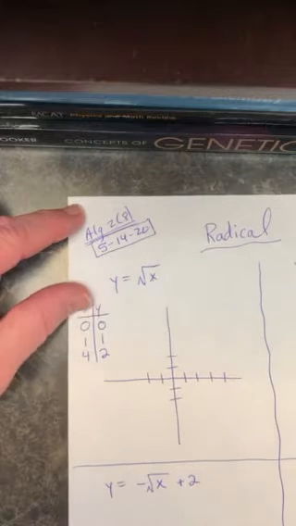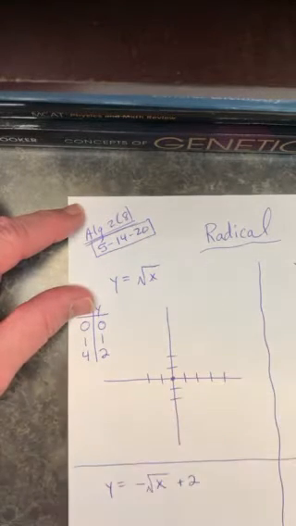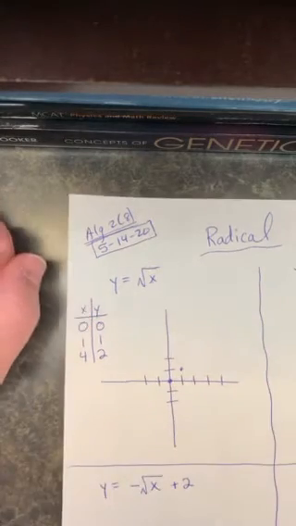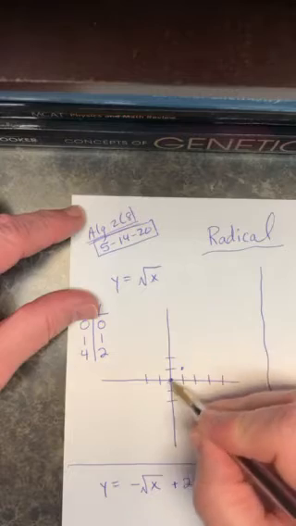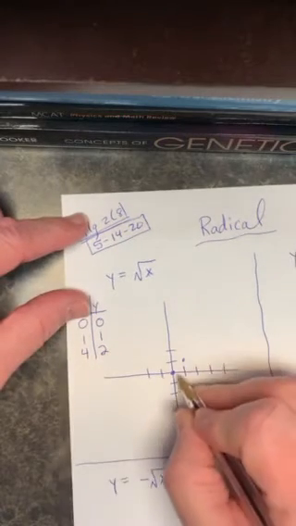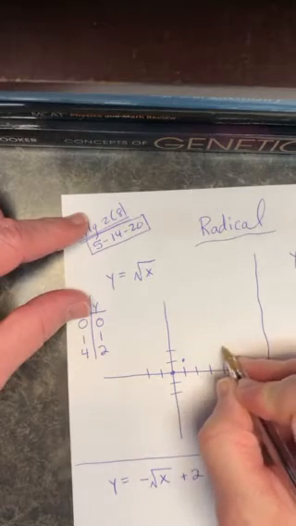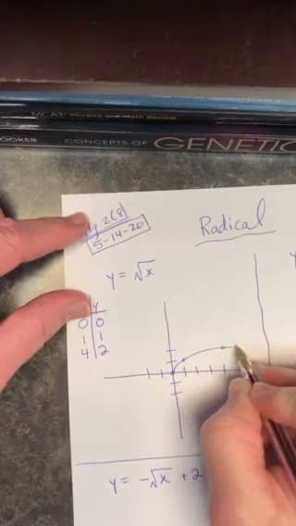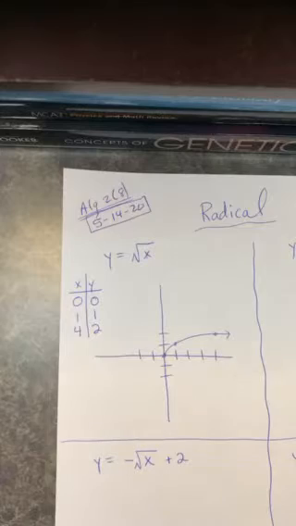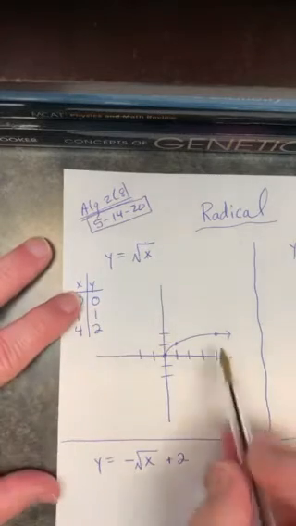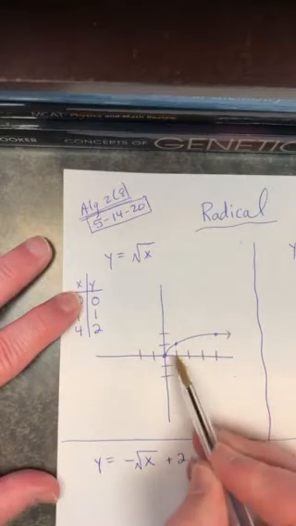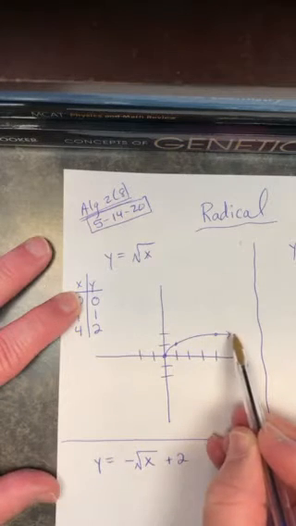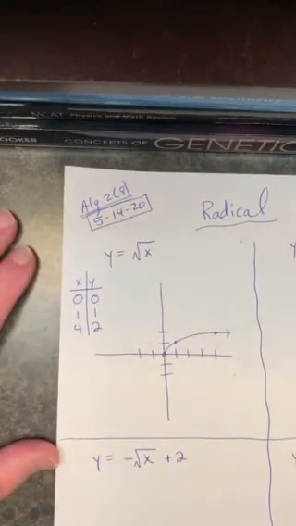I've got 0, 0, which is right there. 1, 1 is right there. Now, 2 dots is never enough because that looks like a line, doesn't it? 4, 2 would be right there. And I have a curved function looking like that. And it kind of looks like a parabola, doesn't it? A sideways parabola, but it's only the top half of it. And that's the shape we're trying to create.